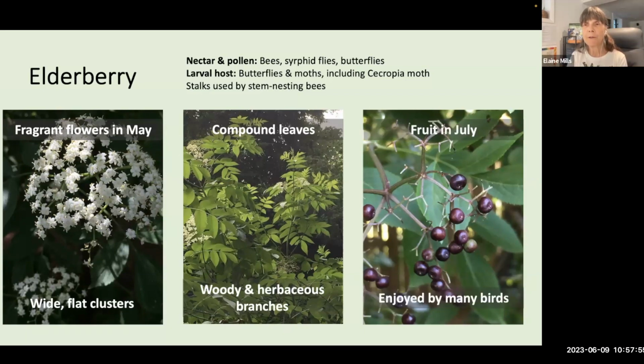Fruit will develop in July. It's enjoyed by many birds, and it can also be consumed by us, again, not when raw, but when cooked. And the flowers are sometimes used in making tea.